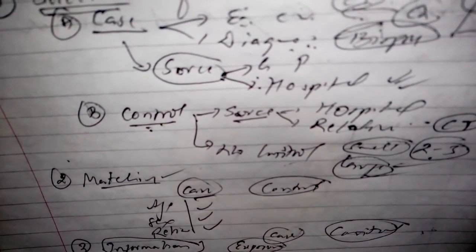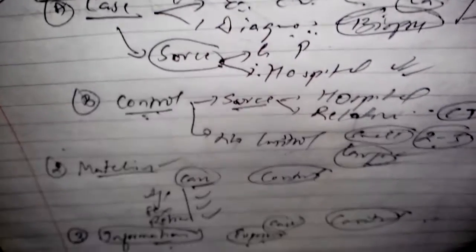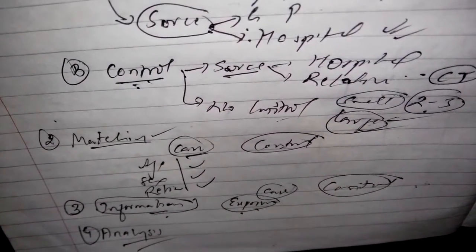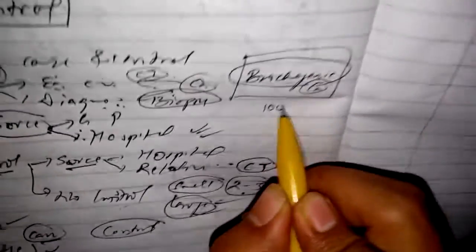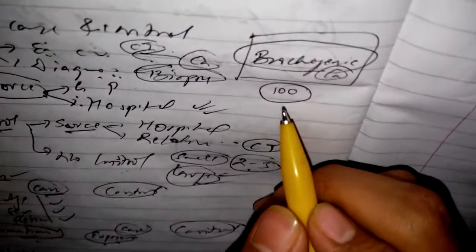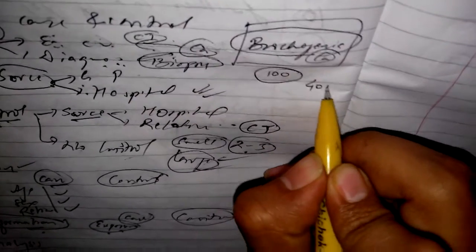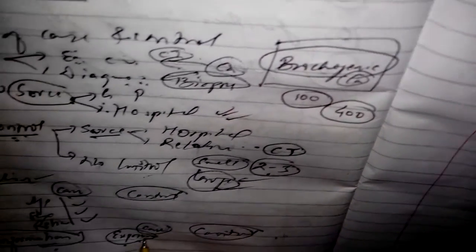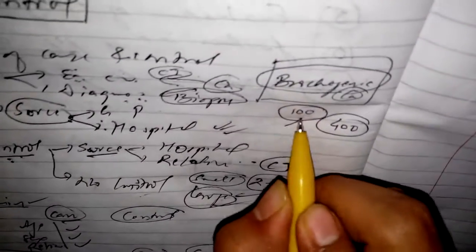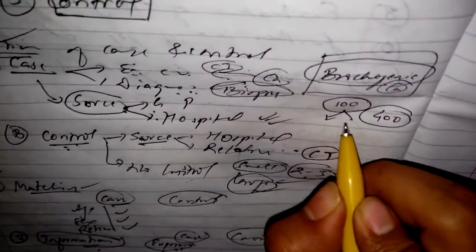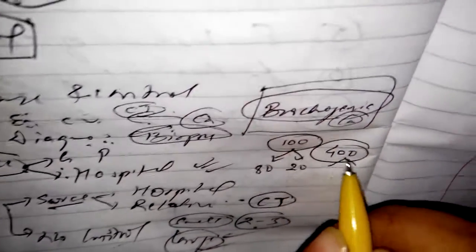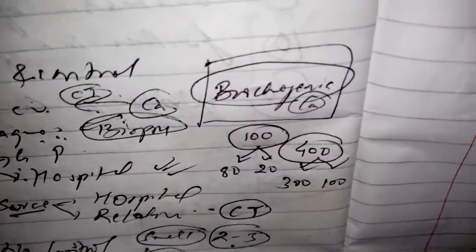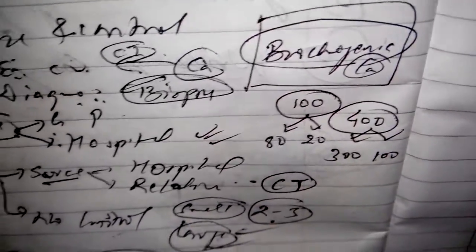After that we gather information from the cases and controls by going and asking them. If we have taken 100 bronchogenic carcinoma patients and 400 controls, we ask how many of them were exposed to smoking. Among the cases, 80 might have smoked and 20 did not. Among the 400 controls, 300 smoked and 100 did not. From this we analyze the exposure risk.